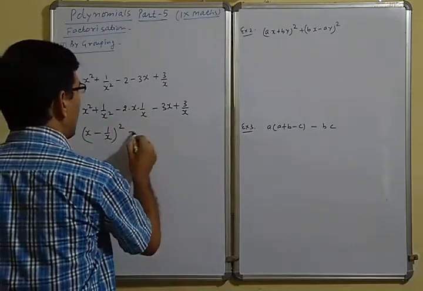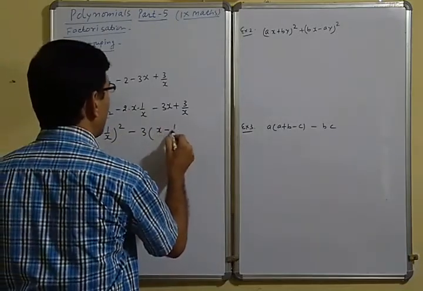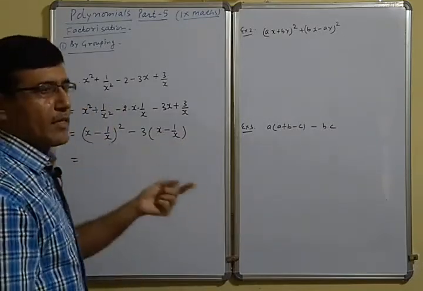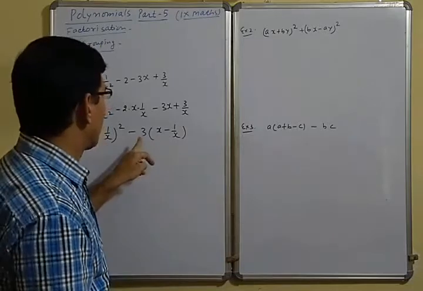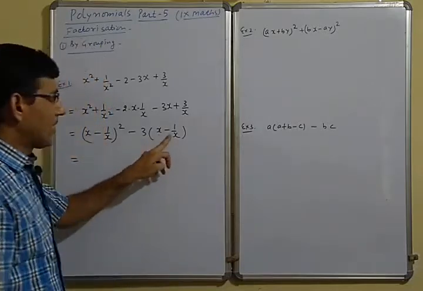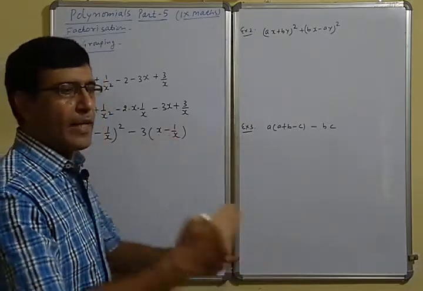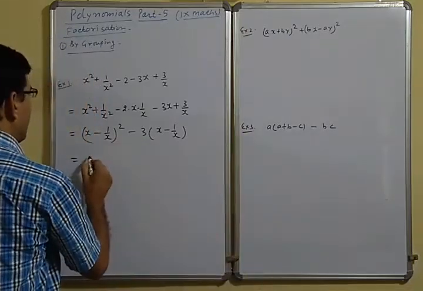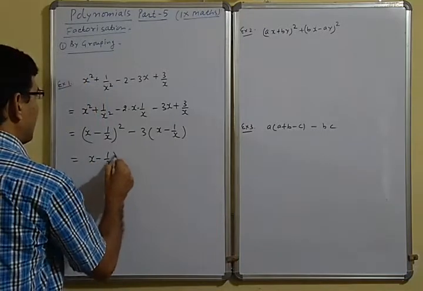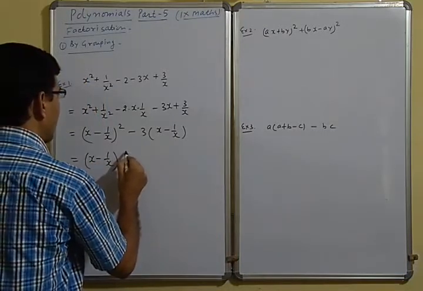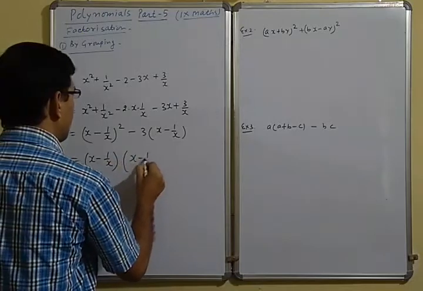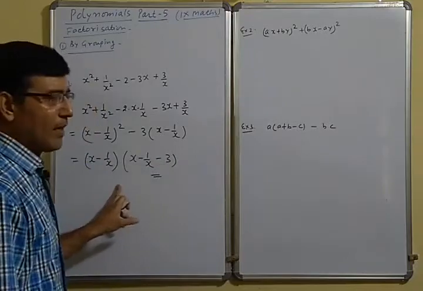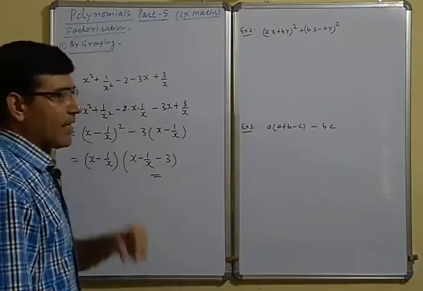And here we can take minus 3 common in the bracket, and again we will get x minus 1 upon x. So the first bracket is x minus 1 upon x whole square, and the second one is 3 times x minus 1 upon x. Now we will take x minus 1 upon x common from these two groups. If we take it common, in the other bracket what will you get? x minus 1 upon x minus 3. So this is the factorization of the first example.